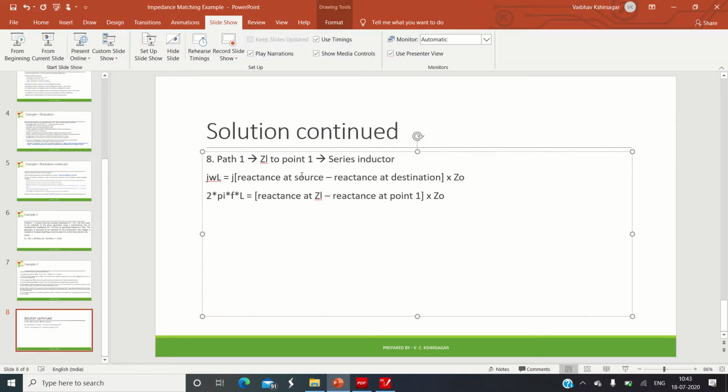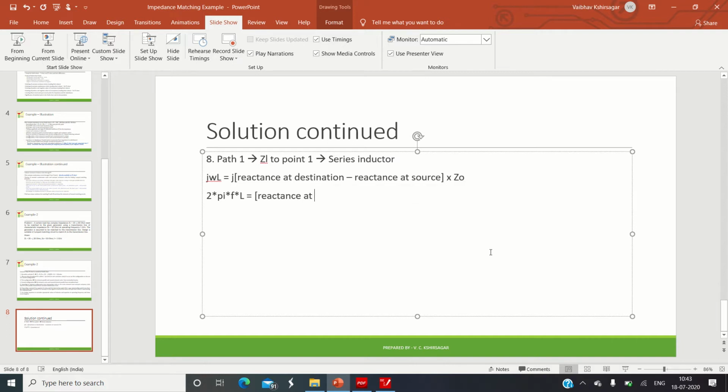So here I will change the formula. Please remember, it is the reactance at destination first, not source, minus the reactance at source. Kindly make this change, because we made a mistake in the formula, and I have corrected it right now. First we take the destination point and then subtract the source point: reactance at destination minus reactance at source.